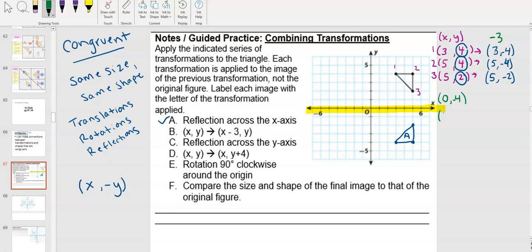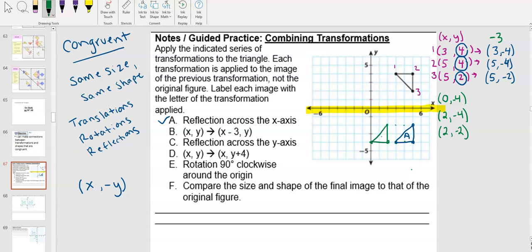5 take away 3 is 2, negative 4. And 5 take away 3 is 2, negative 2. So I just subtracted 3 from each x and rewrote my points down here. Now, when I go to graph them, again, I can graph these points, or I can count 3 to the left. So 1, 2, 3, 1, 2, 3, 1, 2, 3.